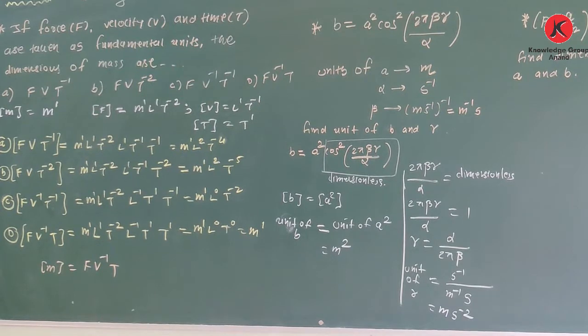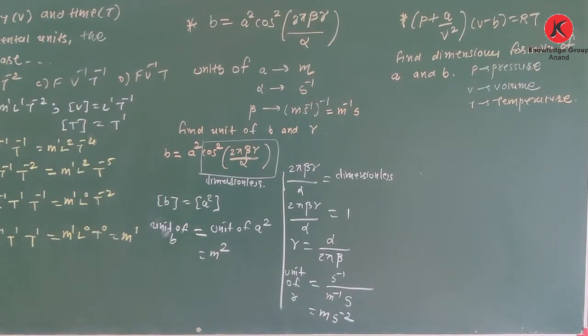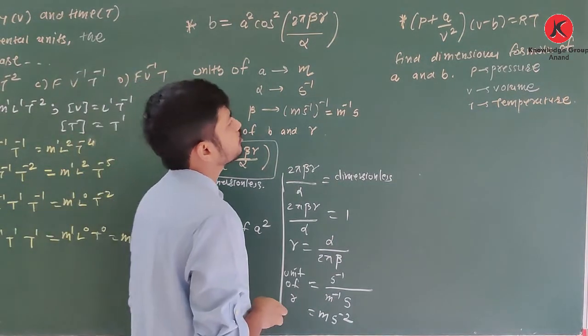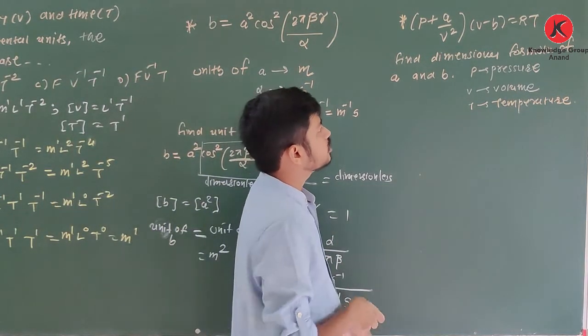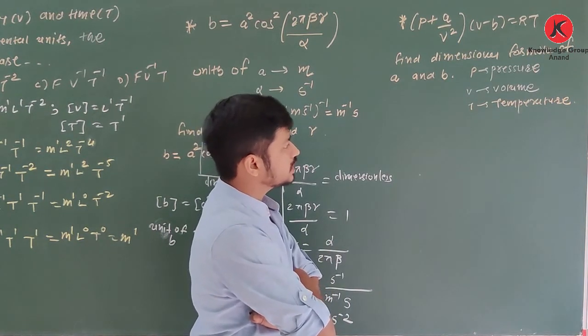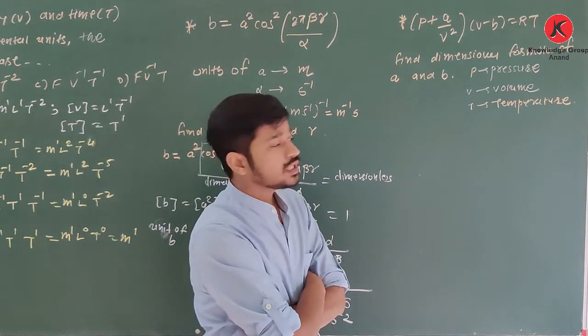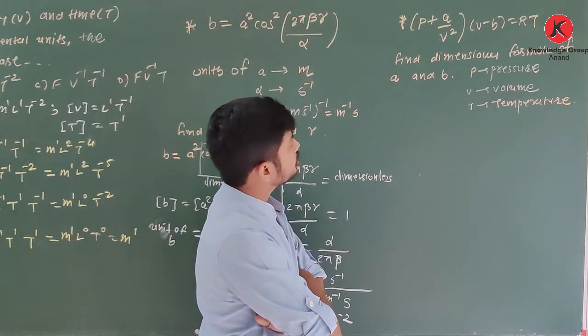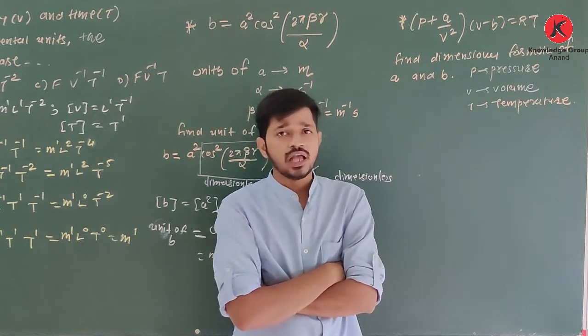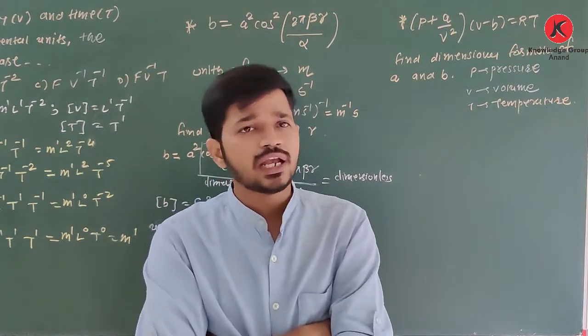Okay, now next question. See, p plus a upon v square into v minus b is equal to rt. Find the dimensional formula of a and b, where p is pressure, v is volume, and t is temperature. You are given one equation, and you have to find the dimensions of a and b.